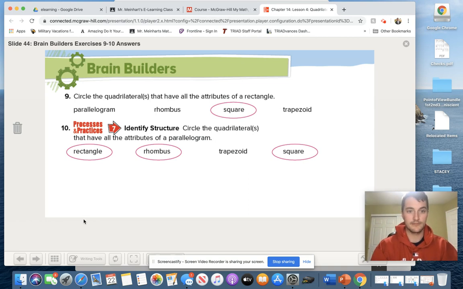So square, and then number 10 is a rectangle, a rhombus, and a square, because all those sides are all parallel. That's why they have the attributes of a parallelogram. Over here, a square has the attributes of a rectangle. Remember, it classifies as a rectangle or a square. All 4 angles have to be right angles, okay?